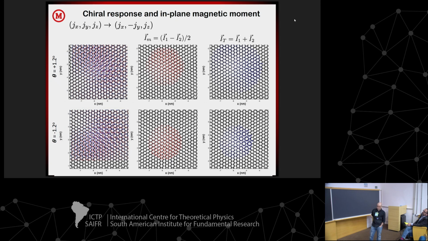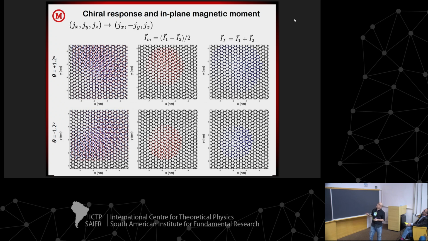So we want to evaluate the counterflow, because you know that we have a large in-plane magnetic moment, which can only be produced by counterflow. That means that the current on the bottom layer is flowing in the opposite direction to the current on the top layer. And in some region, they should be closing the circuit.